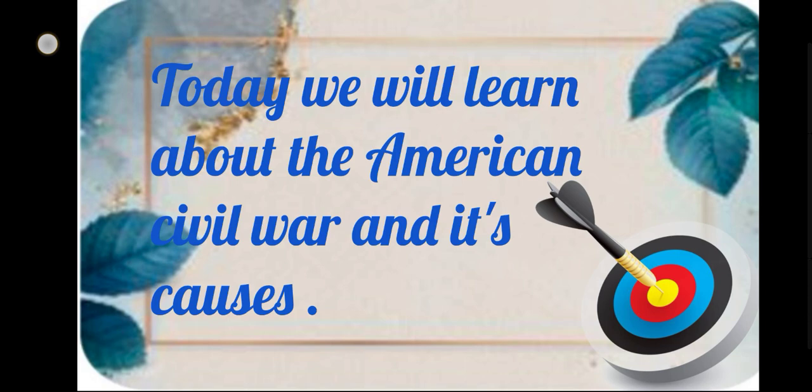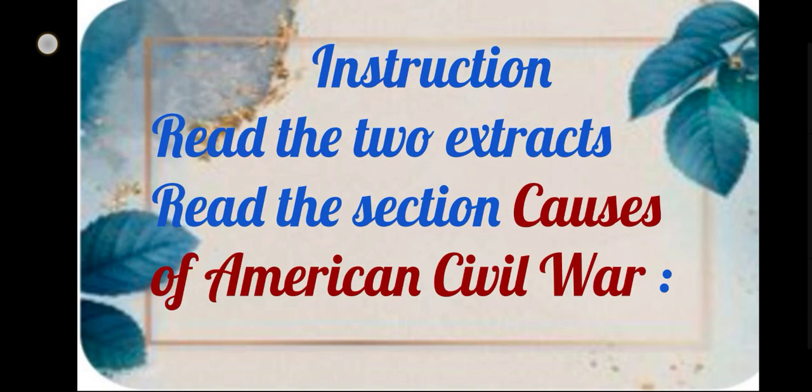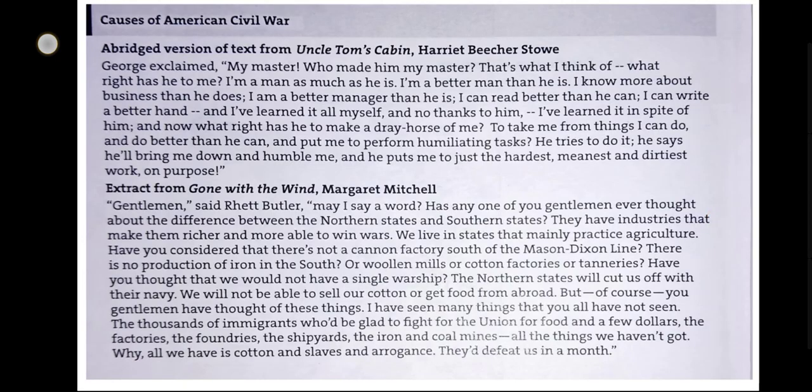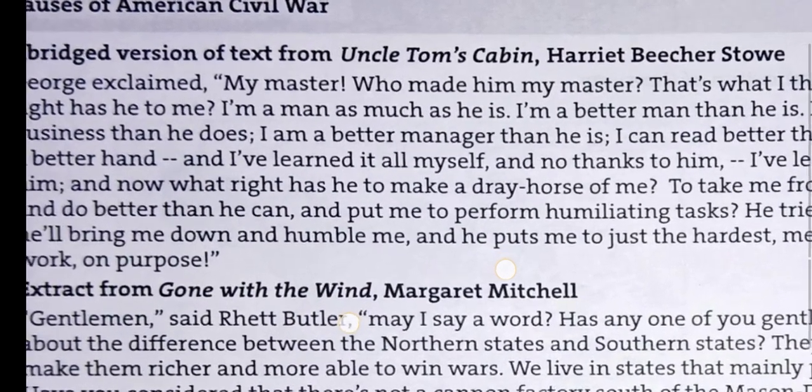Got it? So to make the lesson better and to understand the scenario of that time, we will read extracts from books that were written based on slavery and the American Civil War. First of all, you will read the two extracts and the section Causes of American Civil War. Then only you can understand it better. So, here are the extracts. Two extracts are there.